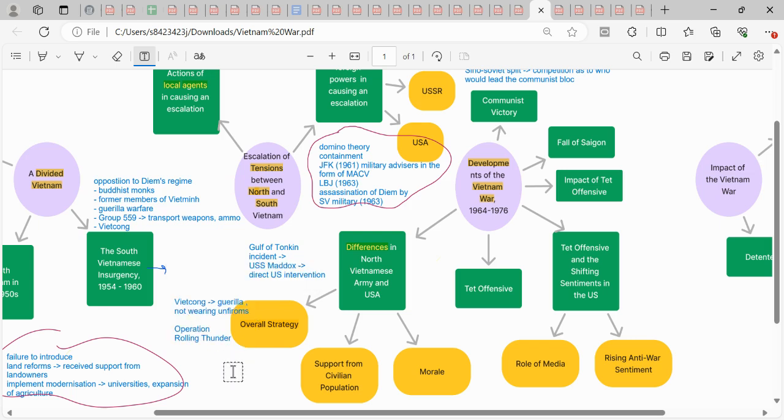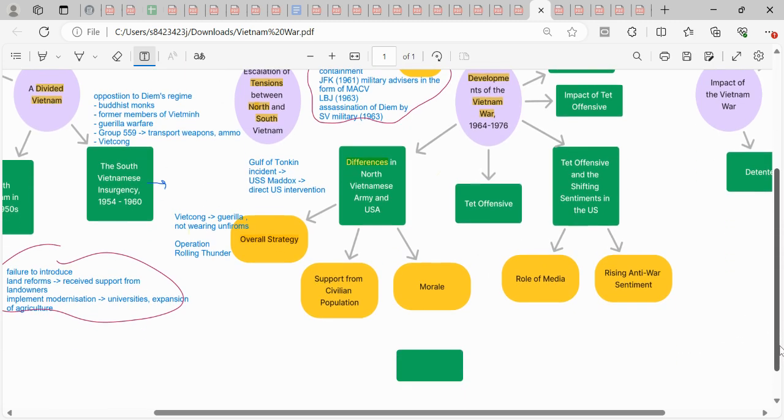And support from population, the next bit here. Ho knew how important it was to win over the population. He understood. He always encouraged his troops to respect and help the peasants to show that you are a force for good, a force for liberation. Having said that, they would kill you if they found out that you were helping the other side. So the Viet Cong did kill civilians as well. Meaning, the Americans did the same thing too.